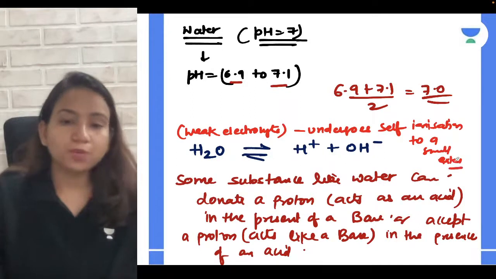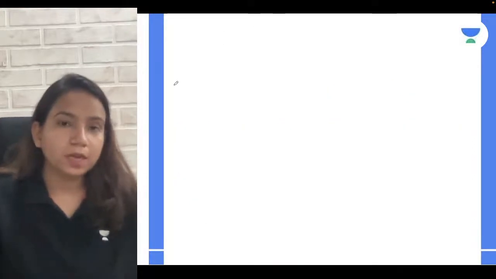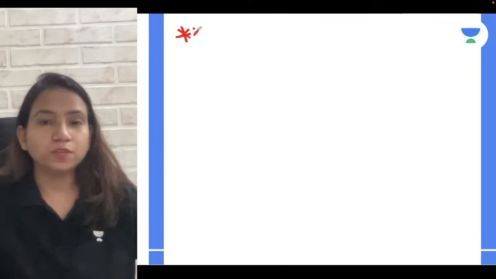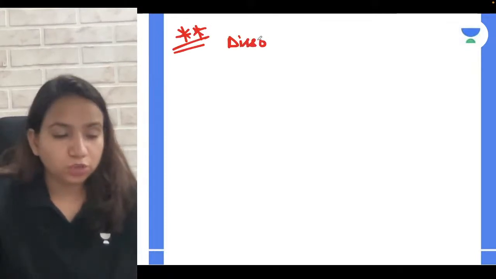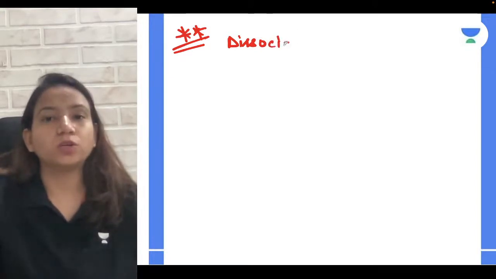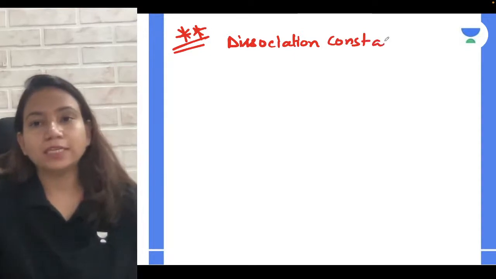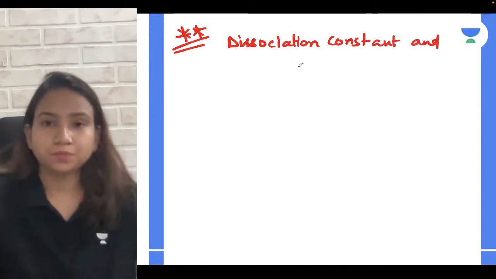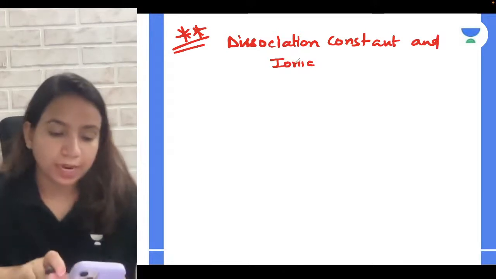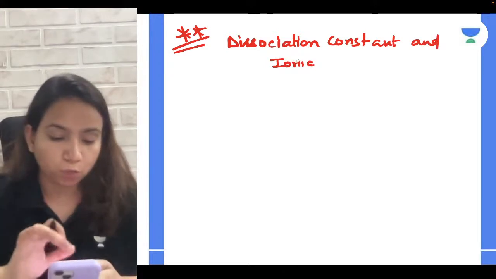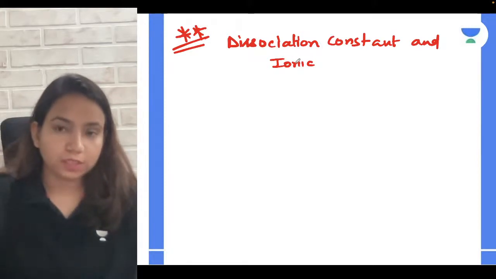So we understood that whenever water dissociates into ions, it is going to give H plus and OH minus ions. So let's discuss the dissociation constant and ionic product of water. Let's just discuss it.